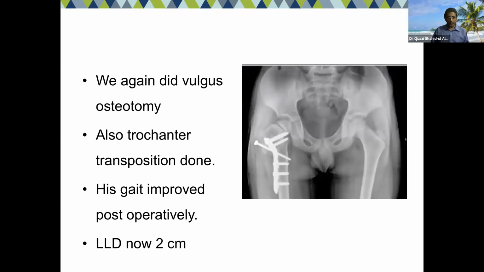His gait improved postoperatively because of this trochanteric transfer also. Limb length discrepancy is again now 2 centimeters. The patient's parents didn't give us any consent to correct the deformity in the same sitting.